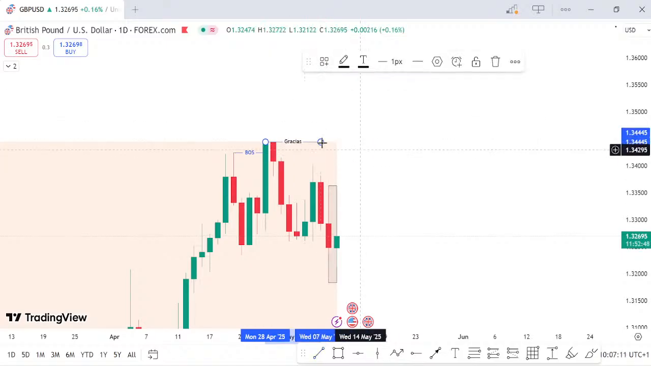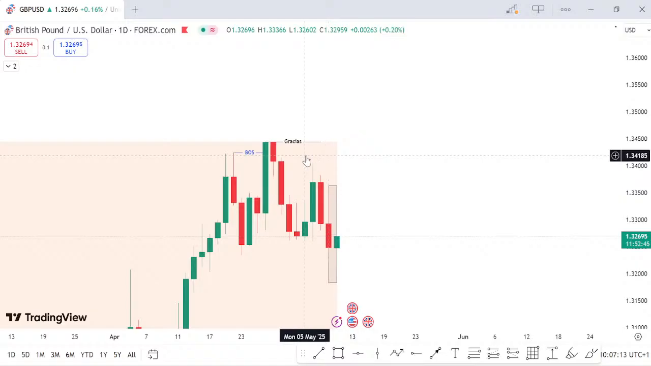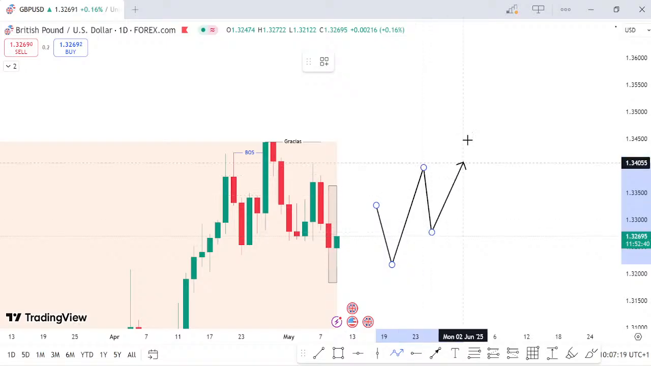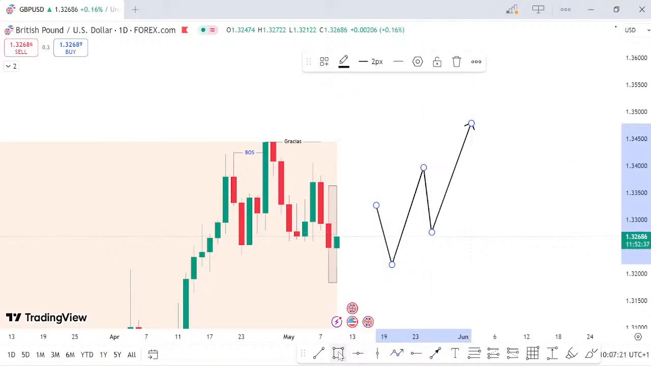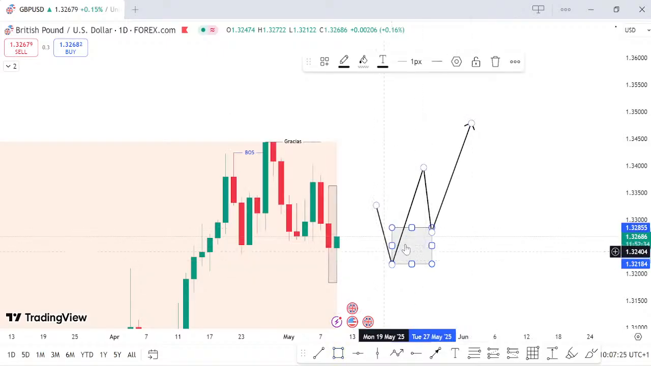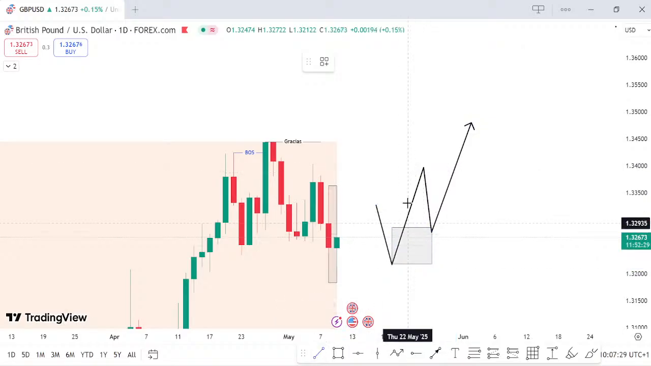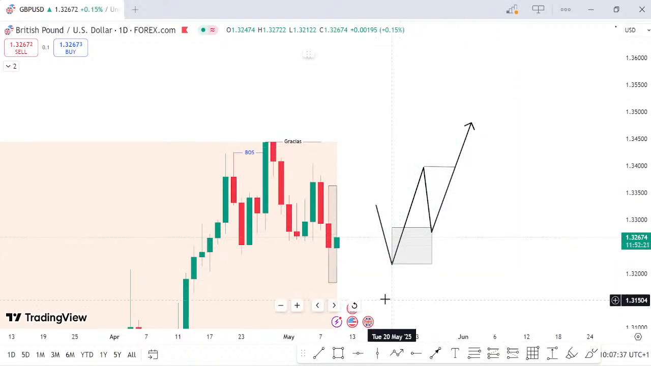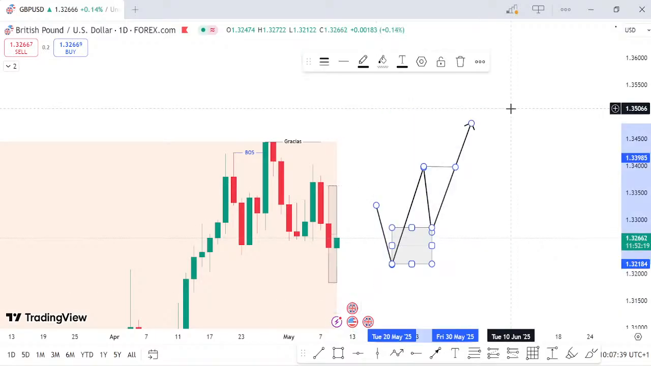to liquidate this zone. Like we always know, the market goes like this, then retraces and gets to an origin, then continues and finally takes out this high. That's how simple the market works. So that being said, let me delete this.